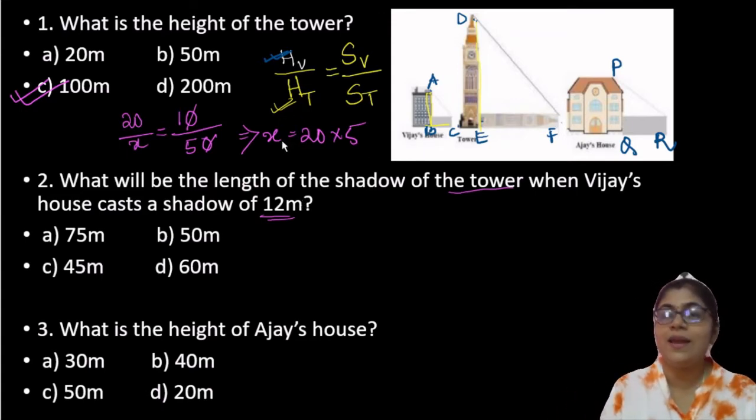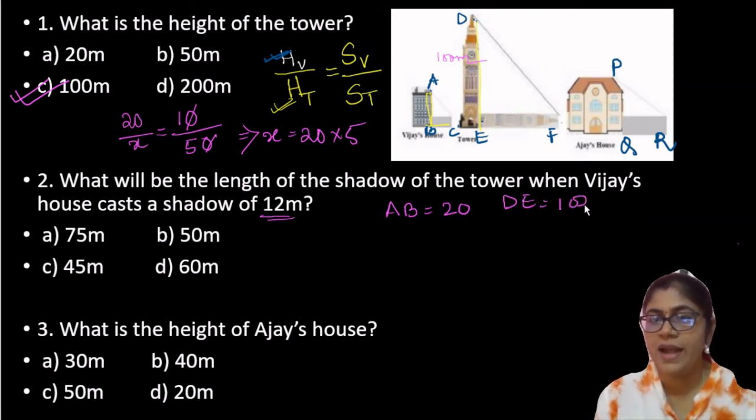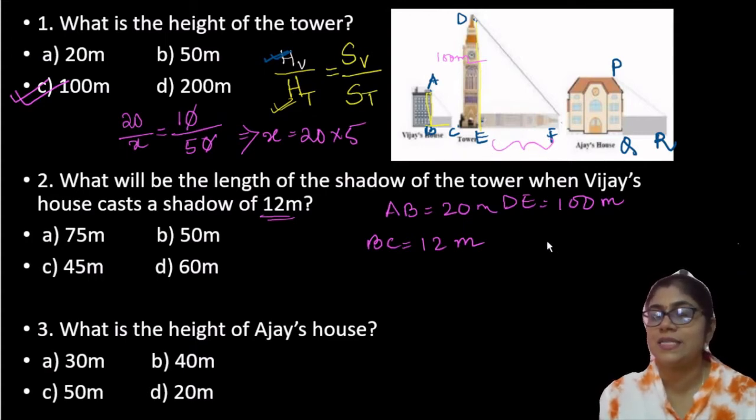So here we know the height of tower is 100 meter. Now length of the shadow of tower when Vijay's house casts a shadow 12 meter. AB is equal to 20 already given and DE is equal to 100 meter already given. BC is now 12 meter and we have to find out what is the distance of EF.